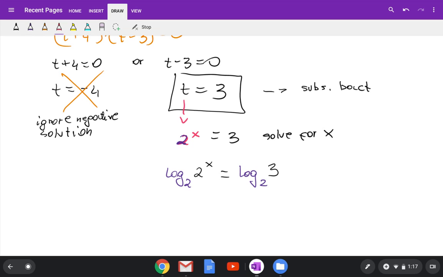And now the base of the log is the same as the base of the exponent, so that cancels, and we end up with x equals logarithm base 2 of 3. And this is our answer.